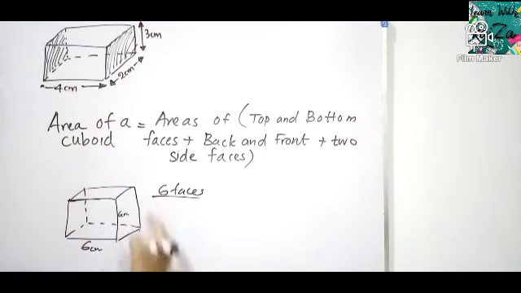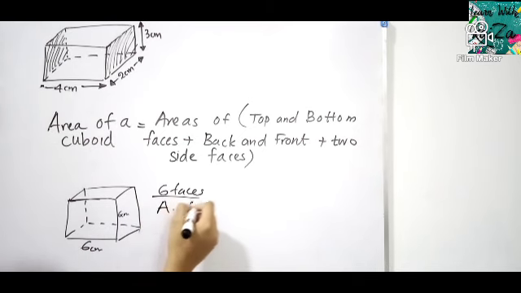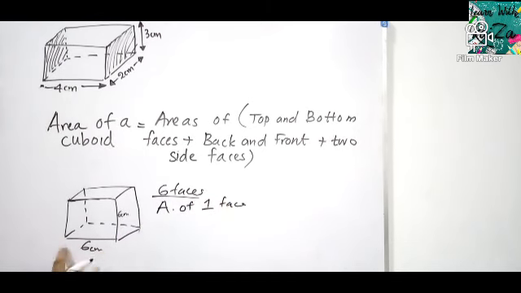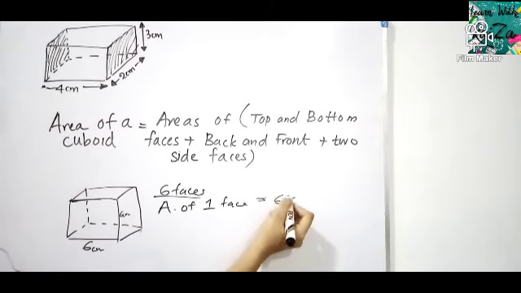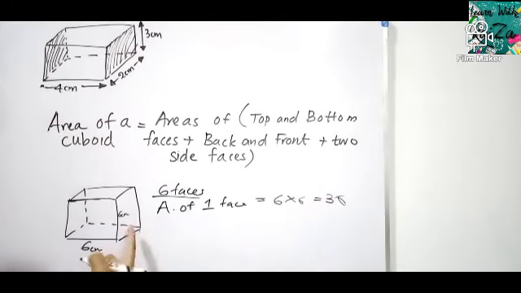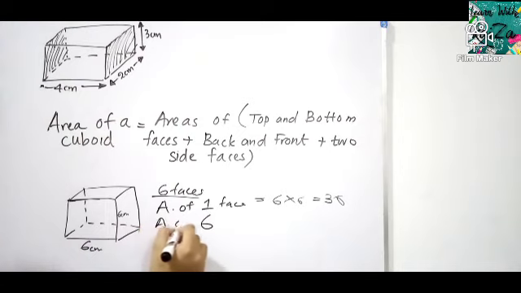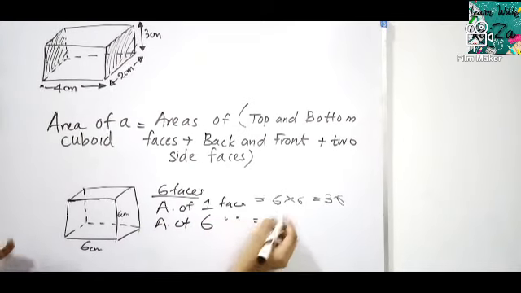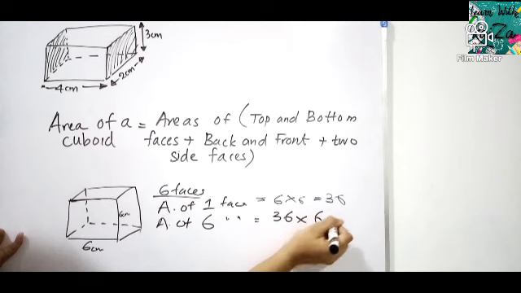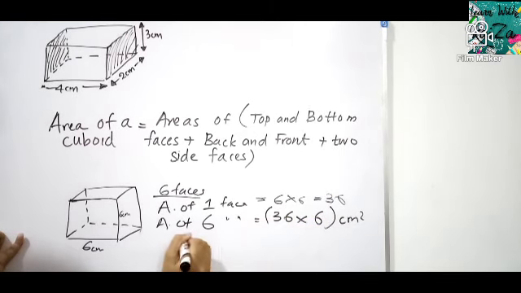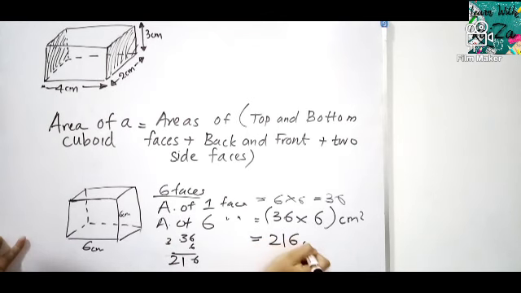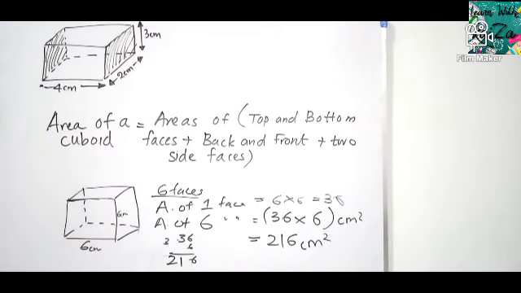So first of all, to find the area of a cube, you have to find the area of one face. One face area, dimension 6 into 6. 6 into 6 is 36. How many faces does it have? 6 faces. That is 36 into 6. What is the answer? 36 multiplied by 6. Yes, so 216 square centimeters. That is the area of the cube.